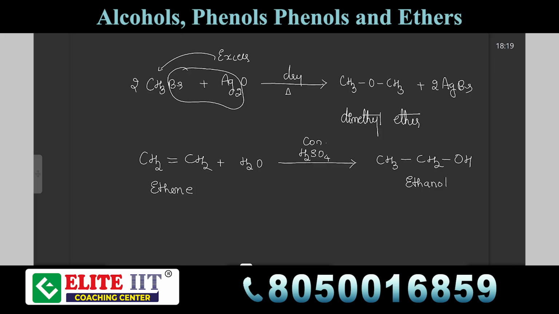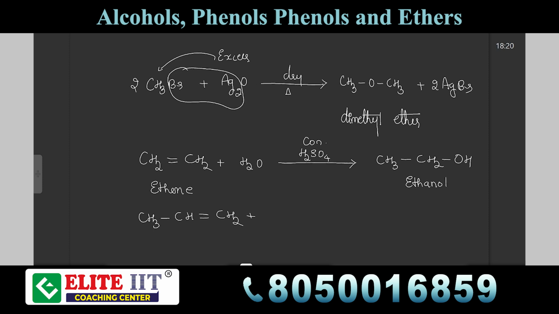Okay. Same thing if I take an unsymmetrical alkene, that is nothing but propene. Do you remember in first PUC we had studied Markovnikov's rule? The negative part gets bonded to the carbon atom which has a lesser number of hydrogens.